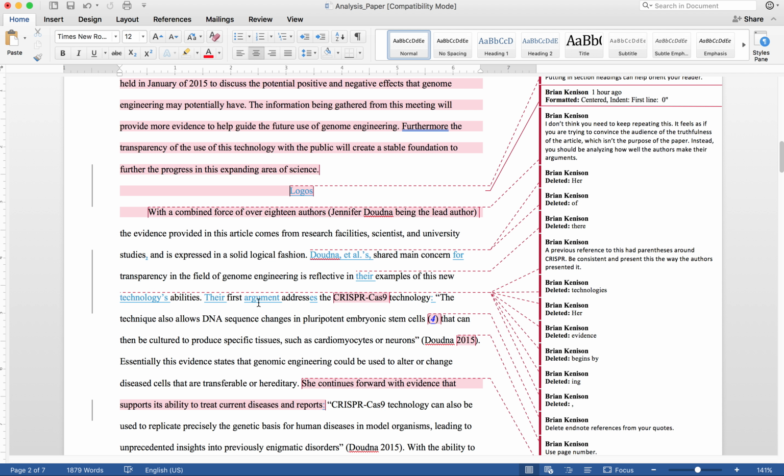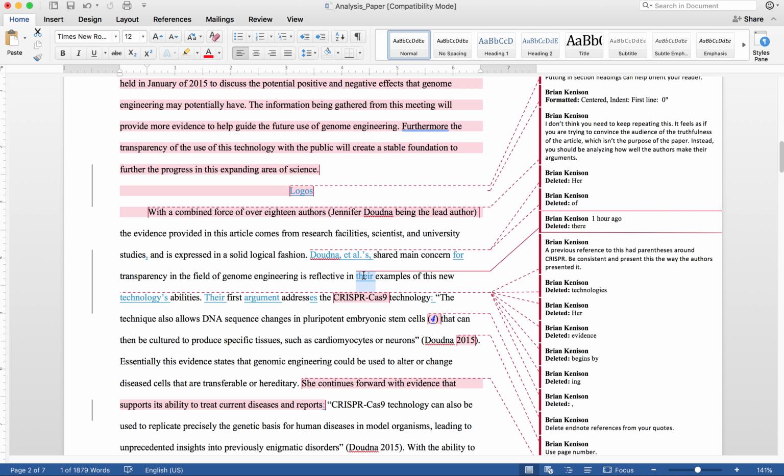And with that, going down a little bit further, just the pronouns that are being used, instead of her, where this is a group, you would need to say Doudna et al. Or their when you're talking about the group, because it is a group effort. It wasn't simply one author. There are a few other things here that are kind of specific to this paper.